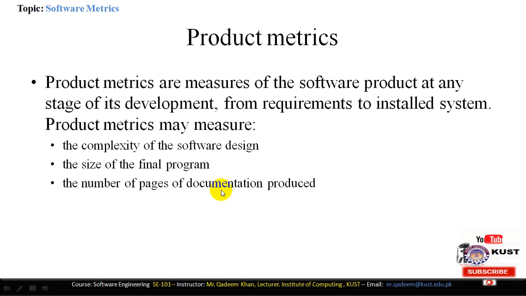The number of pages of documentation produced. In every phase we produce some sort of documentation. For example, the software requirement specification document, the software design and description document, similarly the test case documents, and the help manual for the user. All these are called documentation. How many pages of documentation are produced is also one type of matrix, and this is the product matrix.